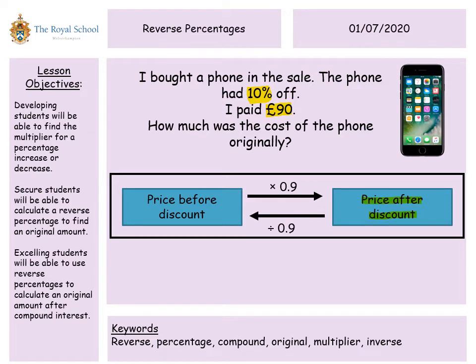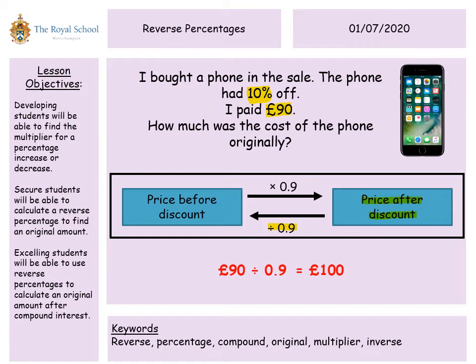opposite. We actually need to divide by what we've been calling the multiplier. So divide our price after the discount by 0.9, and that will get us back to our original price, hence the working in reverse. 90 divided by 0.9 is £100.